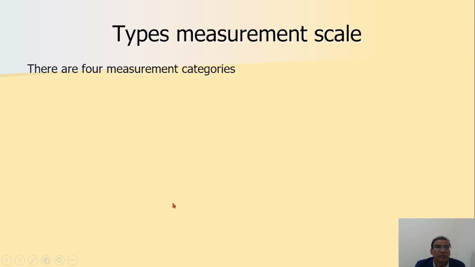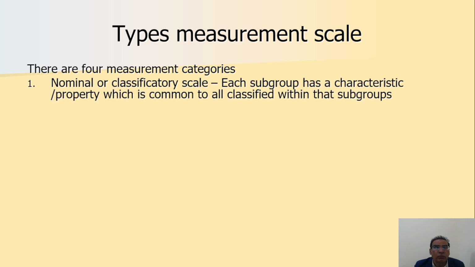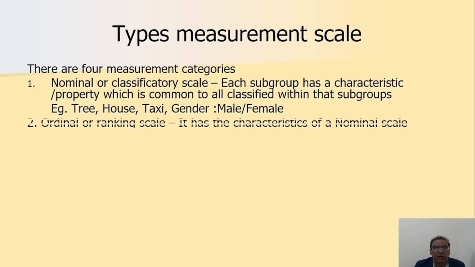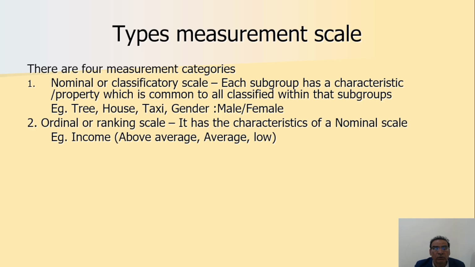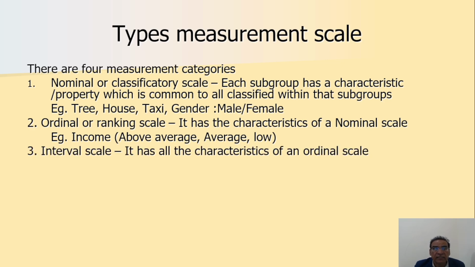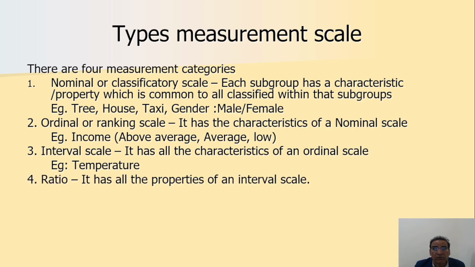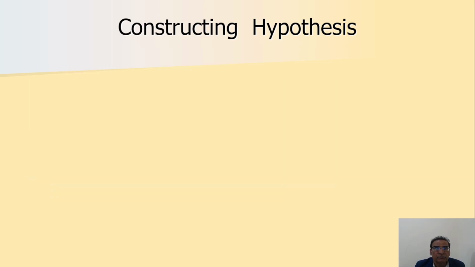Types of measurement. There are four measurement categories. Nominal or classificatory scale: each subgroup has a characteristic property which is common, used to classify the subgroup, like tree, house, taxi, gender, male, female. Ordinal or ranking scale: it has the characteristics of a nominal scale, such as income above average, below average. Interval scale: it has all the characteristics of an ordinal scale, for example temperature. Ratio scale: it has the properties of an interval scale, for example height, income.